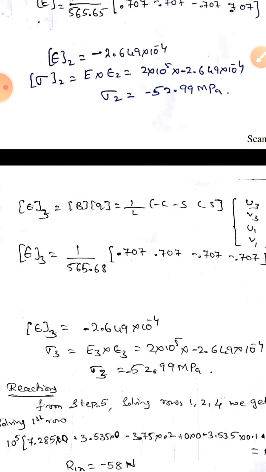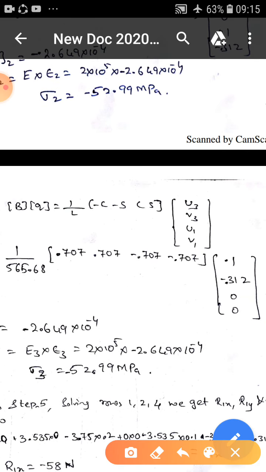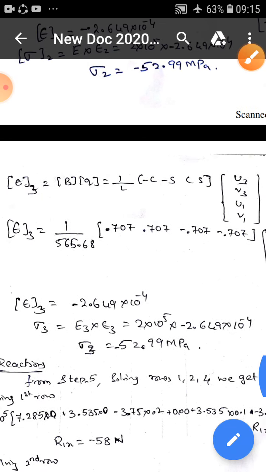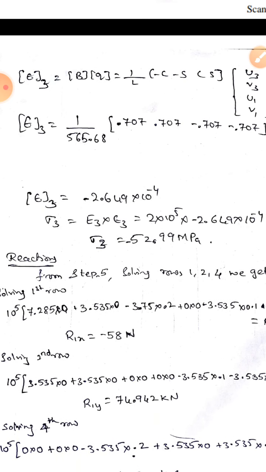Coming to the third element, B into Q, 1 by L minus C minus S, CS, and u3, v3, u1, v1. Again here you have to write the displacement in the serial manner, how they are connected. My first local node for this element 3 is 3, so u3, v3 is first written, then u1, v1. Keep those things in mind and substitute it, and then you will determine the strain as minus 2.649 into 10 raised to minus 4, and stress is again minus 52.99 MPa.